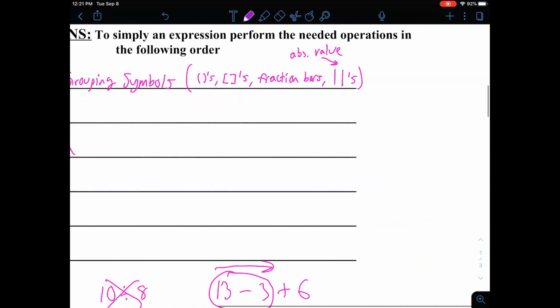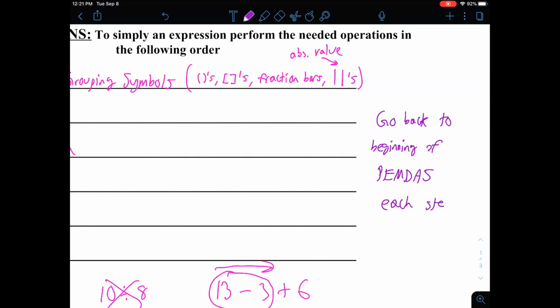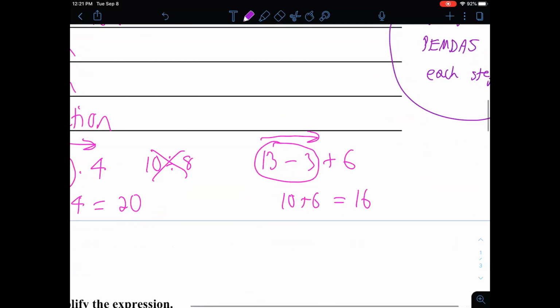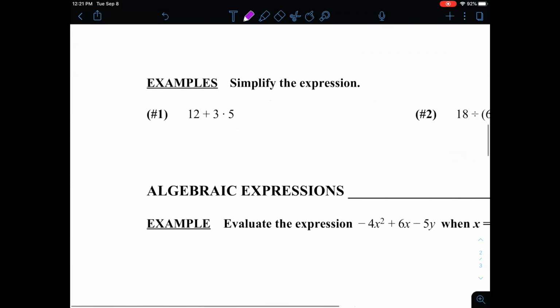Another thing I forgot to write over here that I want you to write is go back to the beginning of PEMDAS after each step. Okay, so you don't just keep going through the order. You got to make sure you go. It's like each step we take resets PEMDAS. We have to go back to the beginning again.